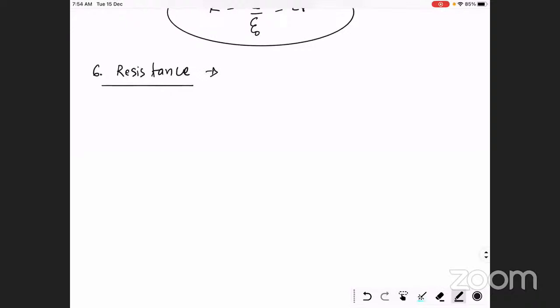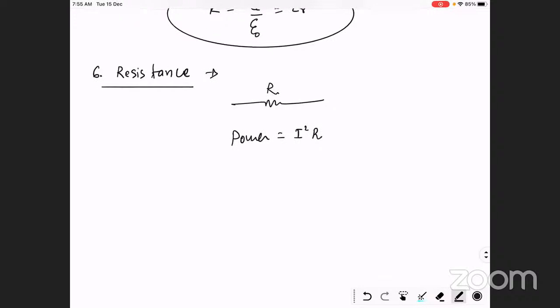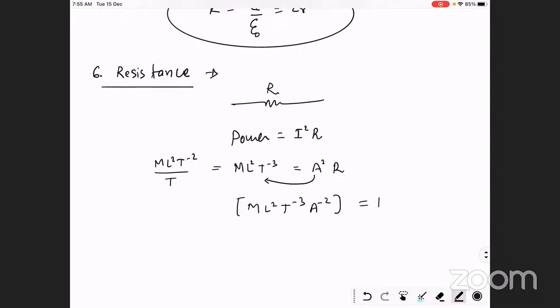Okay. Now let's try to find the dimensional formula of resistance, electrical resistance. I think the fastest way to find the dimensional formula of resistance is again by power. Power is equal to I square R. Do you remember this? So power has dimensional formula M L^2 T^-3 because power is equal to work upon time. Work has this dimensional formula and time is T. So power is M L^2 T^-3. I square means A square, and R. You transfer A square to the other side, you will get A^-2 M L^2 T^-3 A^-2 R. Now I want to tell you one interesting fact.